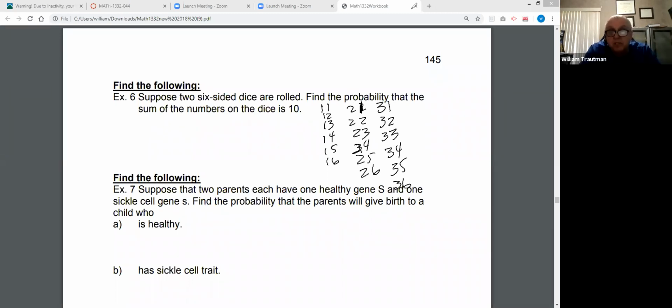Let's see, somebody type something into the chat box. That's fine. There's no roll today. I'm not taking roll today.